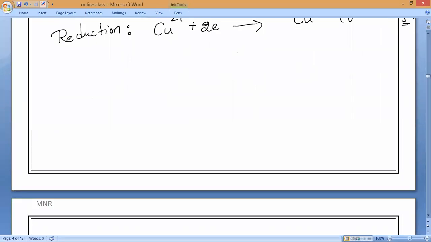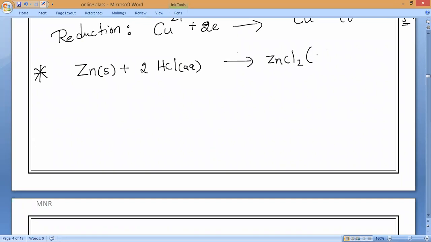Next, a well-known equation. Tell me the reaction of zinc and hydrochloric acid. Zinc plus HCl, hydrochloric acid, which is in aqueous state, will give zinc chloride in aqueous state plus hydrogen gas.